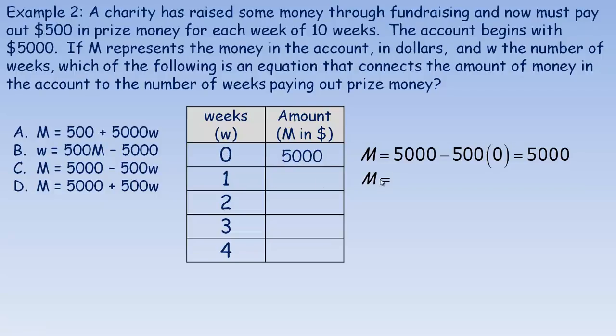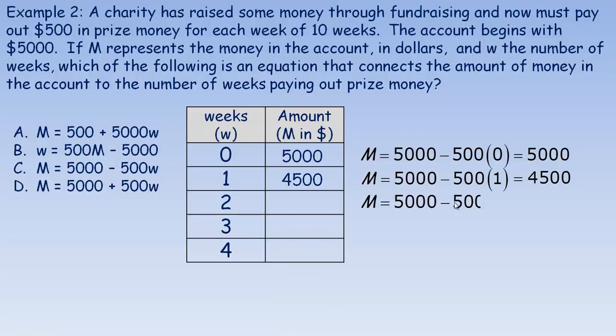So after 1 week, the amount of money is 5,000 minus 500 times 1. So after 1 week, $500 has been paid out. So 500 from 5,000 is 4,500. So we put 4,500 here. After 2 weeks, it would be 5,000 minus 500 times 2. That's 1,000. So 1,000 subtracted from 5,000 would be 4,000. And so we'll put 4,000 here.